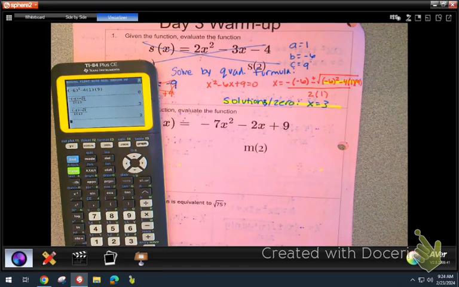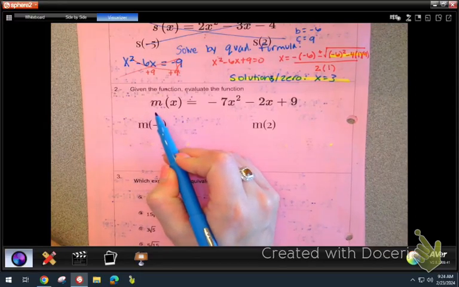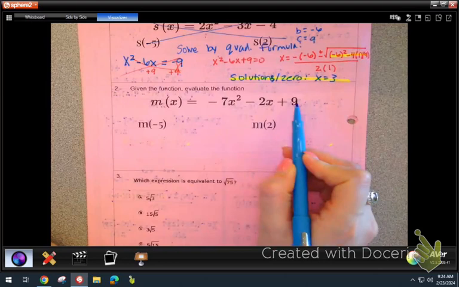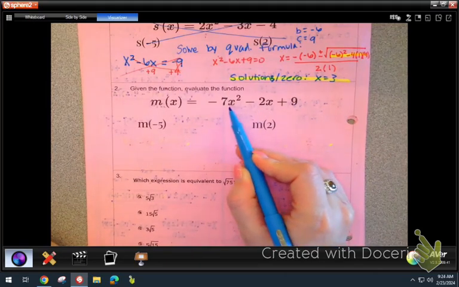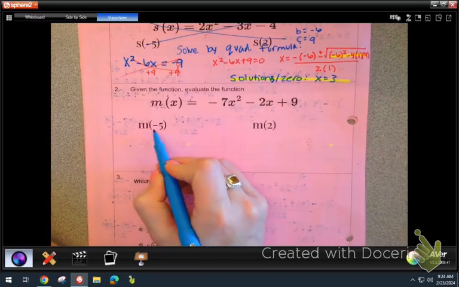The other step is review. We did this last class. What does it mean? It says m of x. Are we going to stress out that that's an m? No, it's just a label. And they gave you an equation. This is a quadratic equation. There's x squared and an x and a 9. And then I wanted you to evaluate m of negative 5.